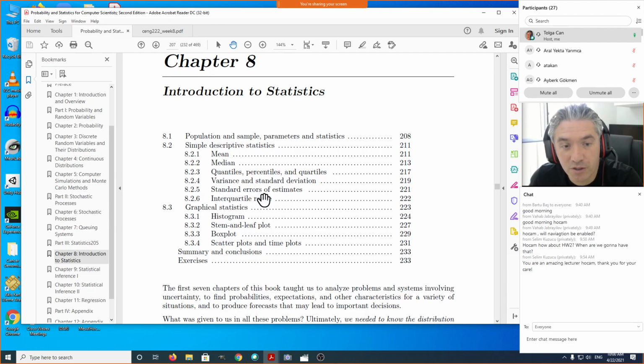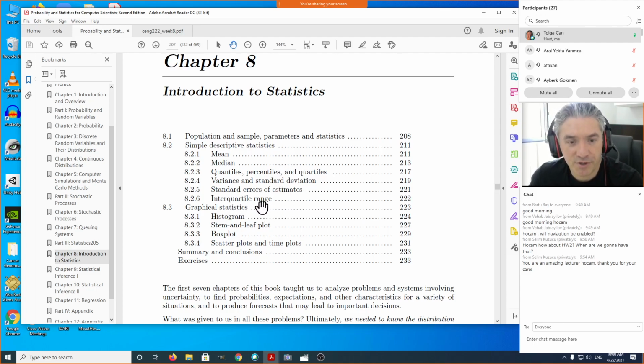So usually when we are doing estimation, we want the standard errors to be as small as possible, and there are things like unbiasedness of the estimate. So we are going to learn concepts like bias, consistency, and also the standard error of our estimates.